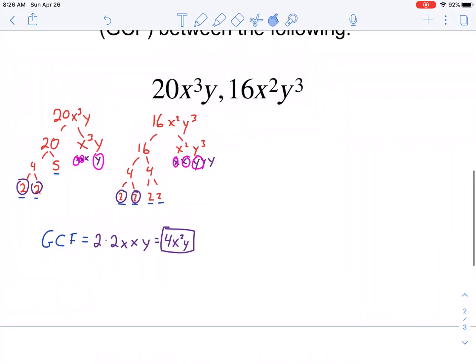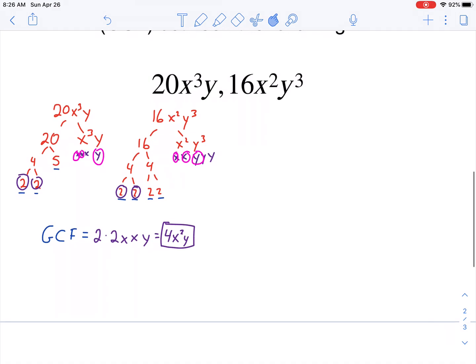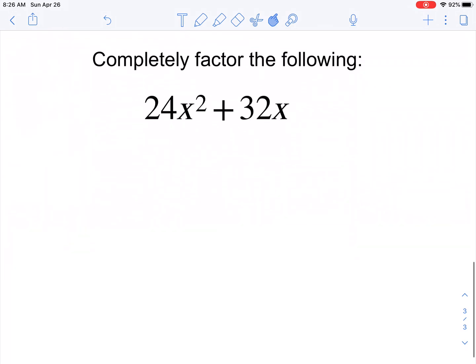Okay, so that's a long way to go about it. Again, if you just want to look at the terms, you can say, well, 20 and 16, 4 can be divided evenly into both, and that's the largest number that can be divided into them. And they both have 2 x's and they both have 1 y, so you can get your 4x squared y. Now, let's say I've got this expression right here, 24x squared plus 32x.